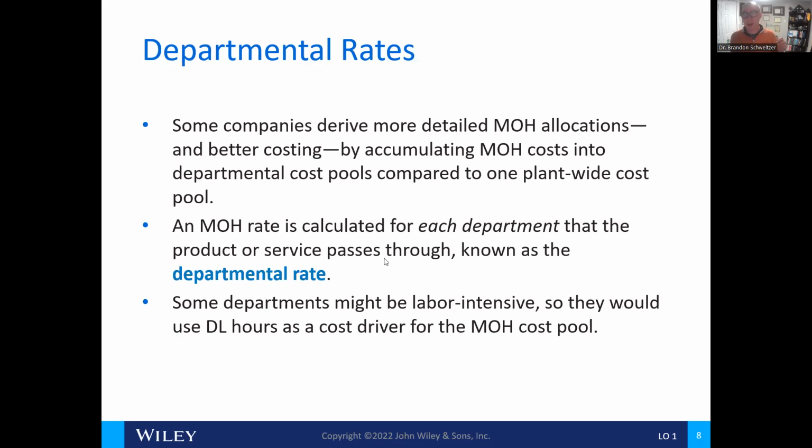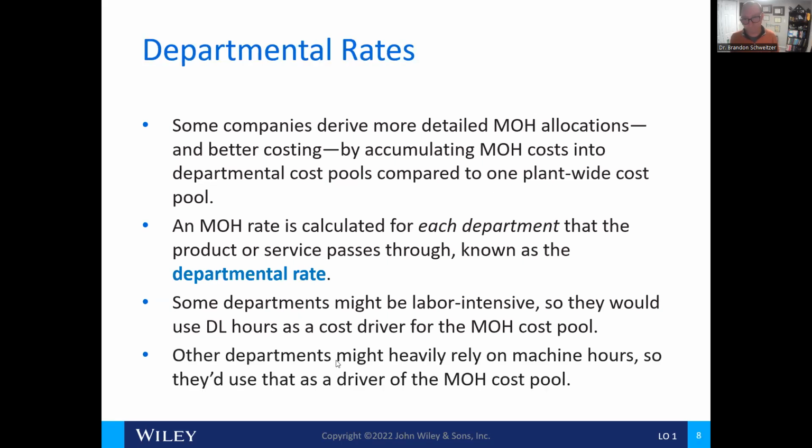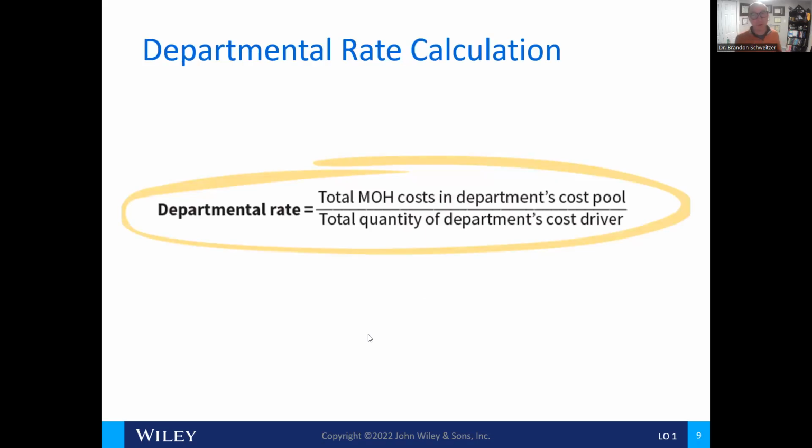Some departments might be more labor intensive than others, so direct labor hours as a cost driver is very effective. Other departments might rely more on machining, and so machine hours might be more effective for those departments. The departmental rate is calculated by taking the total manufacturing overhead costs in the department's cost pool and dividing that by the total quantity of the department's cost driver.